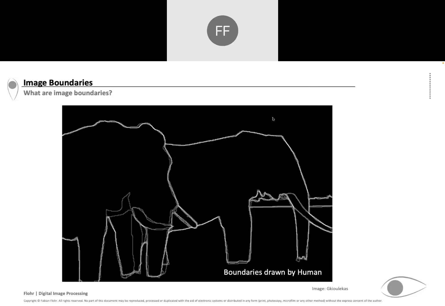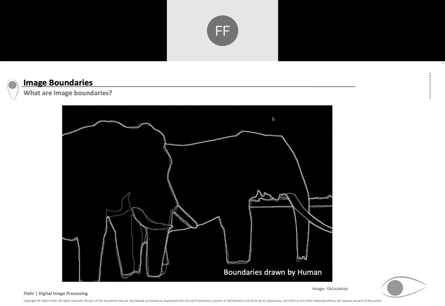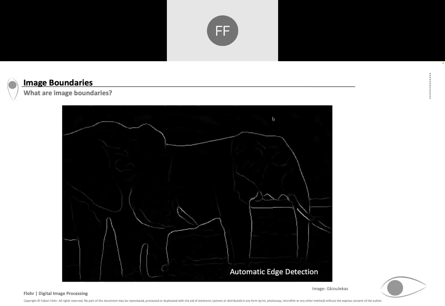So if you ask a human to draw the boundaries, then the human would exactly respond as you did, right? He would draw the boundaries like that. He would clearly separate the two elephants from each other. He would separate the two elephants from the background and so on. And here you see multiple boundaries drawn by humans. So everyone answers basically the same. Everyone separates clearly the boundaries also between the objects.